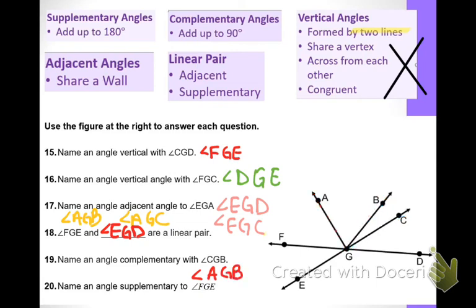And then the last, it says name an angle supplementary to FGE. We've actually already answered this. Where did we already answer it? Yeah, number 18. It asked for what the linear pair was with FGE. So FGE and EGD form 180 degrees. So from here, you can work with a partner.